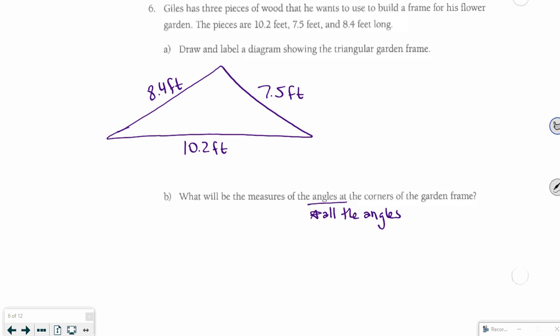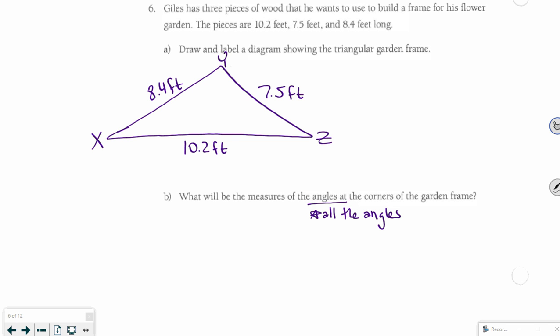And I'm going to call them X, Y, and Z. Okay, if we can solve for 2 of our angles, we can do the third one the easy way by doing the 180 minus the 2 angles that we know. But we have to find 2 of them first.